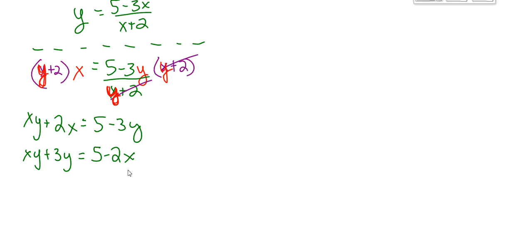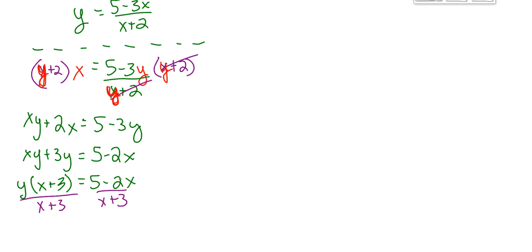Now I'm going to notice I have a common factor of y, so I'm going to factor that out, and it's going to be y times (x plus 3) equals 5 minus 2x. And then I'm going to divide each side by x plus 3.